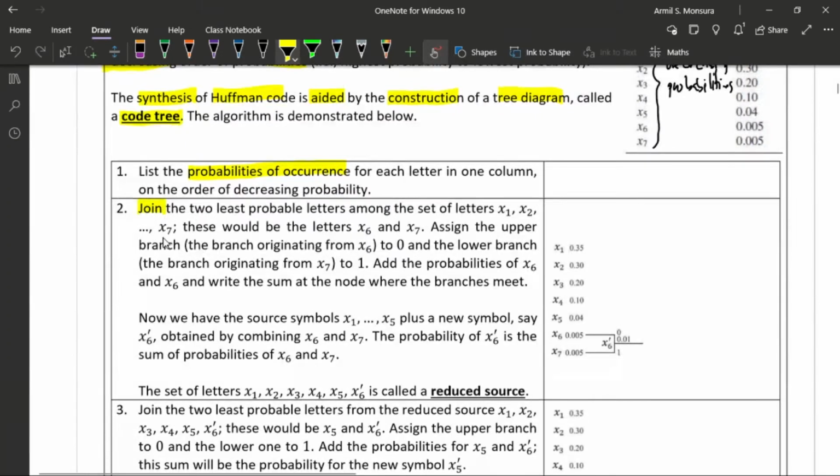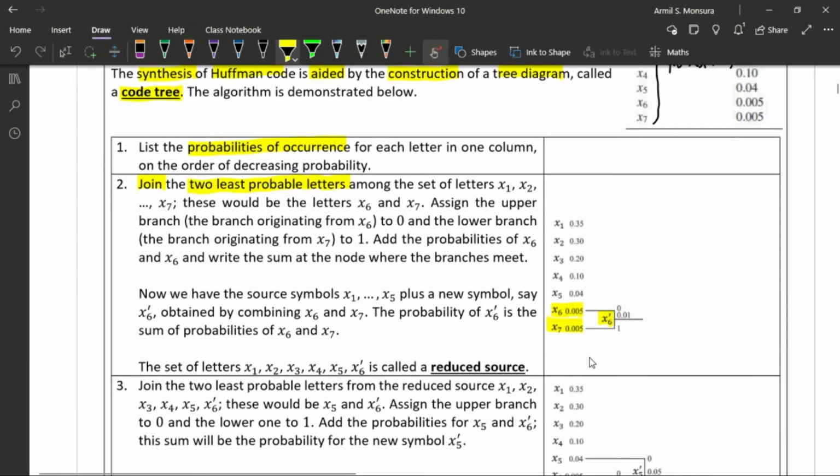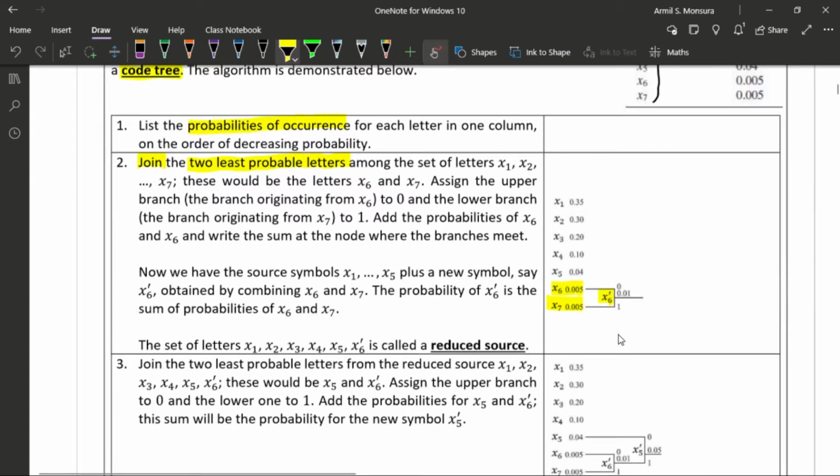Next step is to join the two least probable letters among the set of letters. We look at the letters with the lowest probabilities among all the letters and join them into a subset of our source alphabet. In this case, the letters with the lowest probabilities are X6 and X7. We will combine X6 and X7 into a subset, which we will call X6 bar or X6 prime.